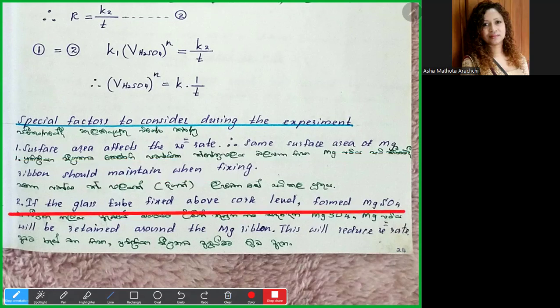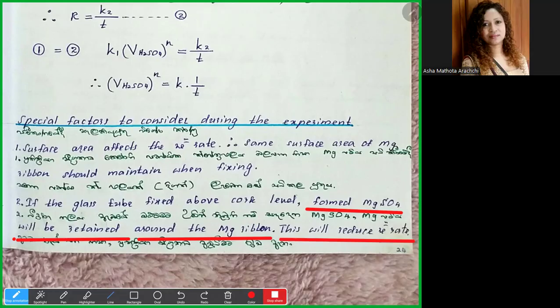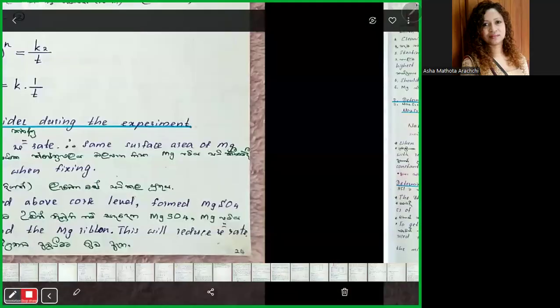Number two. If the glass tube is fixed above cork level, formed magnesium sulfate will be retained around the magnesium ribbon. This will reduce reaction rate.